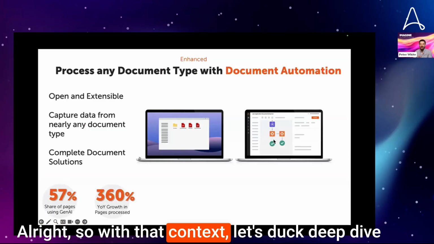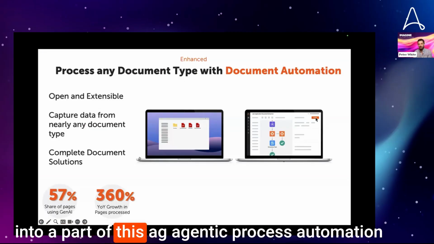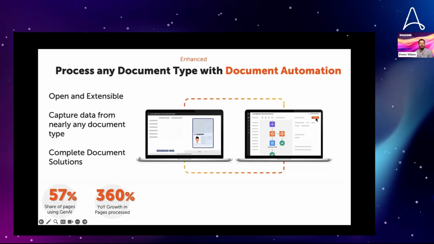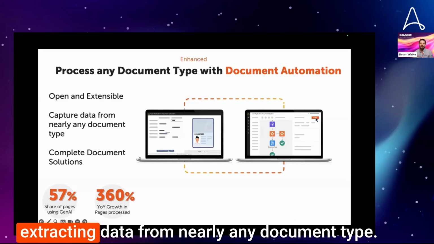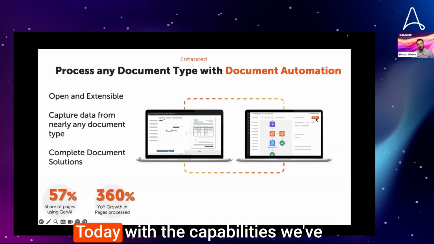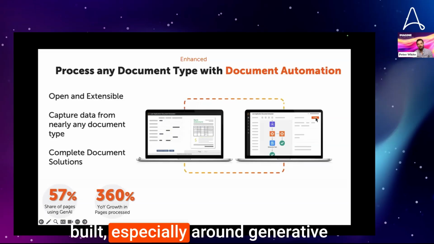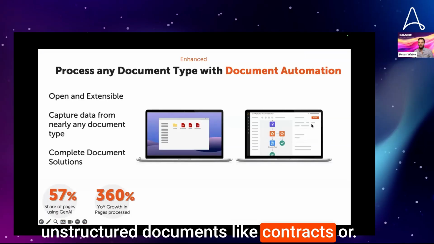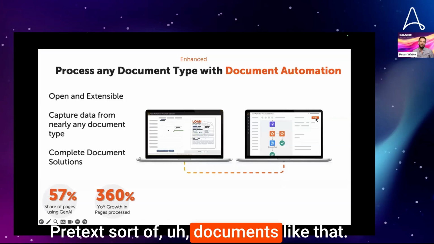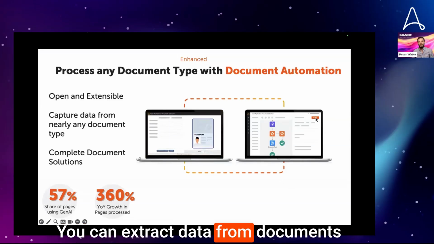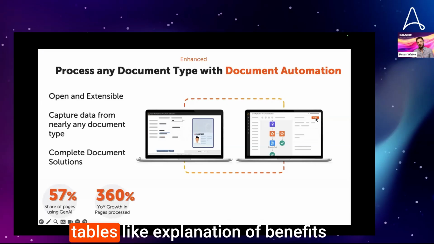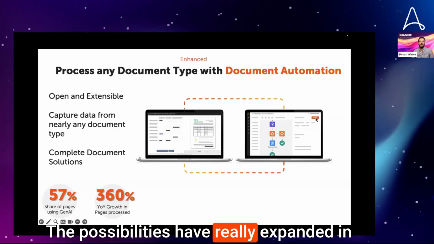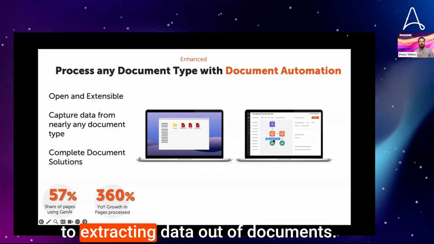All right, so with that context, let's deep dive into a part of this agentic process automation platform, which is document automation. So this is our focus today. What document automation makes possible is extracting data from nearly any document type today. With the capabilities we've built, especially around generative AI, you can now process completely unstructured documents like contracts or free text sort of documents like that. You can extract data from documents that sometimes have very complex tables like explanation of benefits or sales orders using generative AI. The possibilities have really expanded in terms of what is possible when it comes to extracting data out of documents.